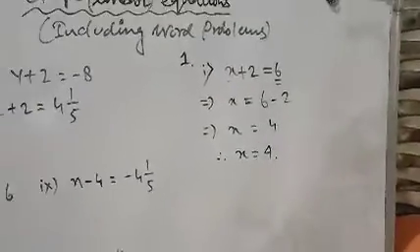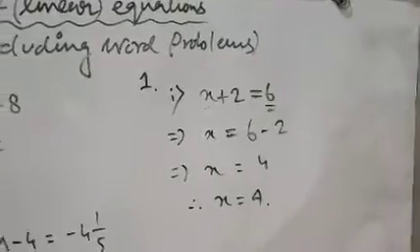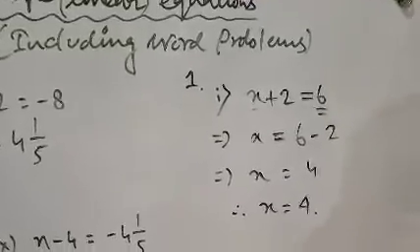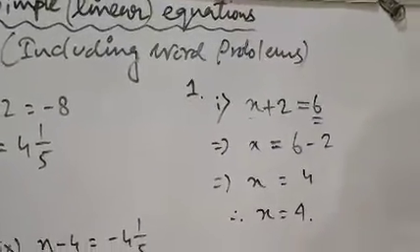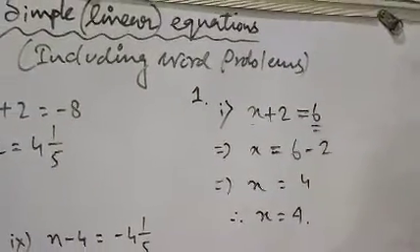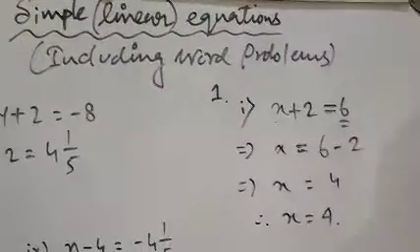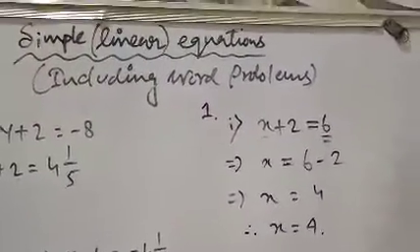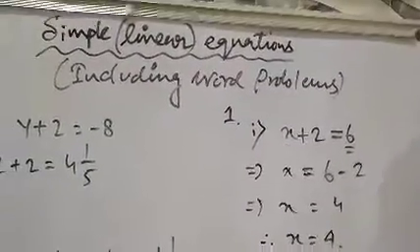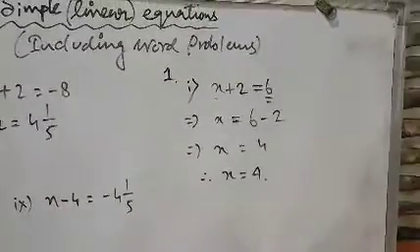This is the solution. Always remember, whenever we want to change the position from the left hand side to the right hand side, or from the right hand side to the left hand side, the sign will automatically get reversed. That means if there is a plus sign, the sign will be minus. If there is a minus sign, the sign will be plus. If there is a division sign, the sign will be multiplication, and if there is a multiplication sign, the sign will be division, if there is a change in position. So here the answer is 4.